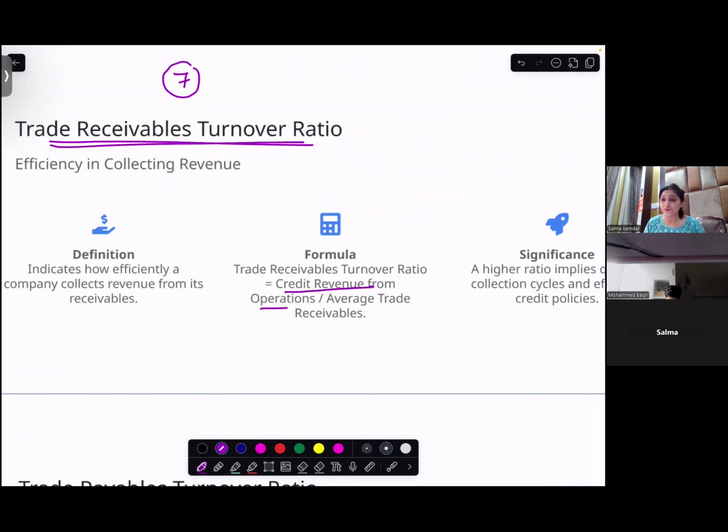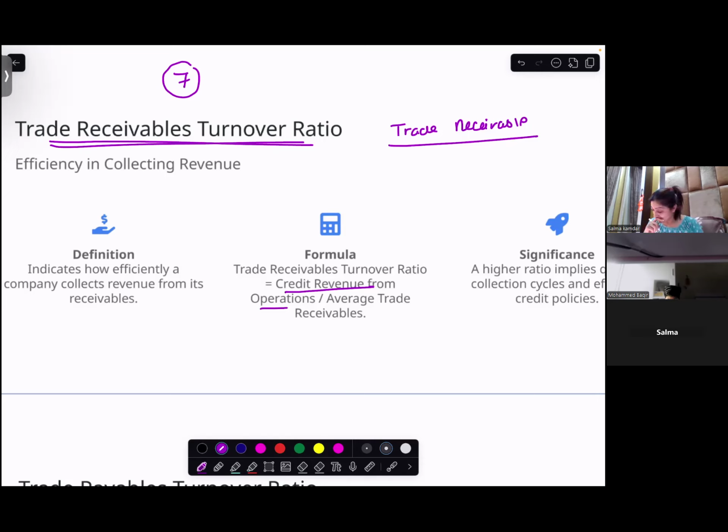What do you mean by credit revenue from operations? It is your trade receivables. Trade receivables are those people to whom you have sold the goods on credit. You have sold the goods on credit, that means your revenue is on credit. Credit revenue from operations. Okay, so credit revenue over the average trade receivables.